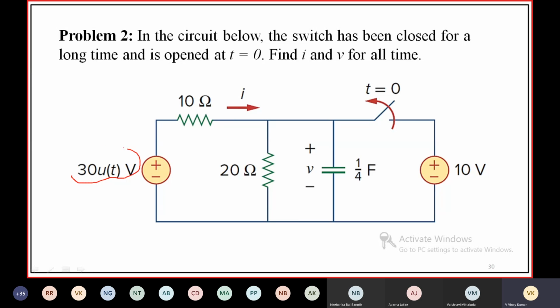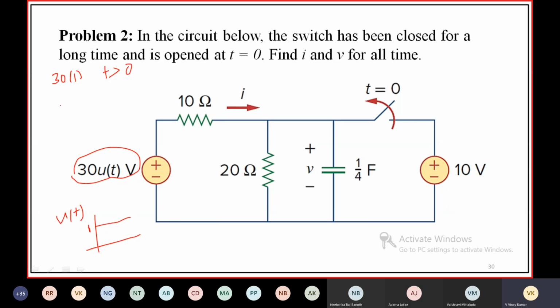The voltage is given like this: 30 u(t) volts. 30 u(t) means 30 into 1 for t greater than 0. Because what is u(t)? u(t) is the unit step function. This is equal to 1.